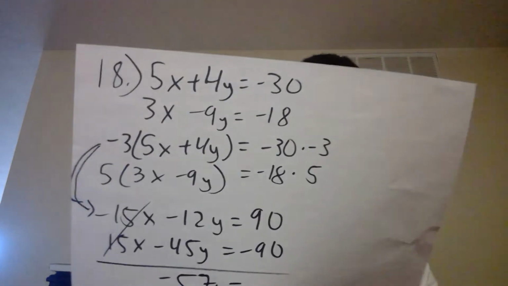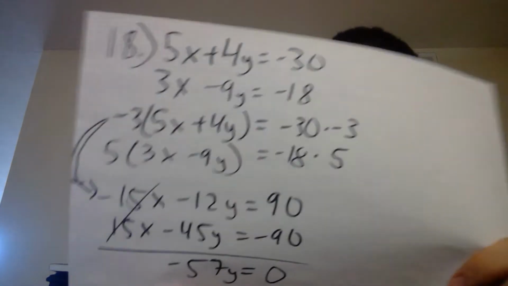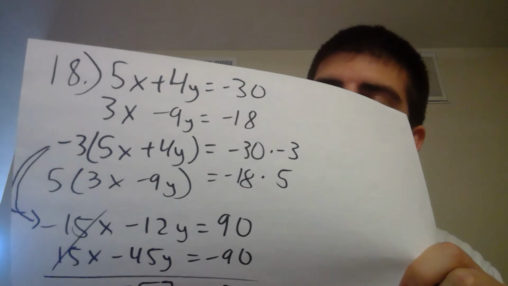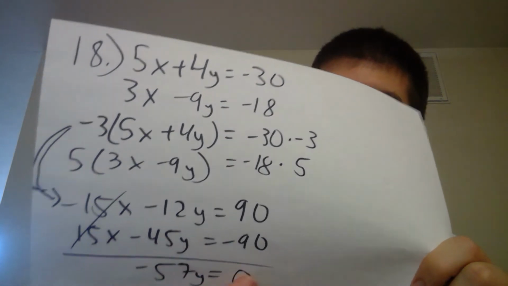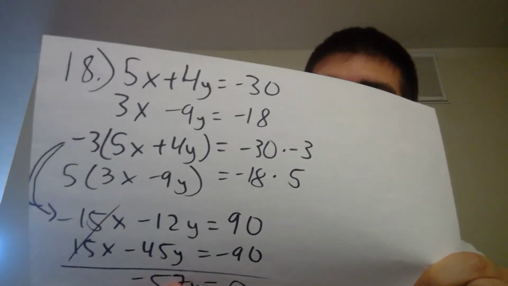Then we just combine like terms here. So negative 12y minus 45y is negative 57y. And 90 and negative 90 combine to 0. Okay, so now we have negative 57 times something gives me 0. Well, the only thing I can multiply by to get 0 is 0. So I recognize that y has to be 0 here, because negative 57 times 0 gives me 0.